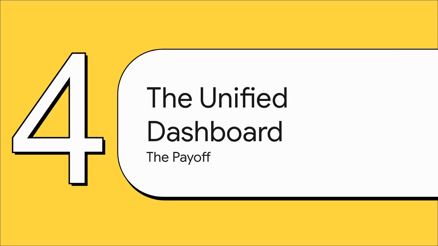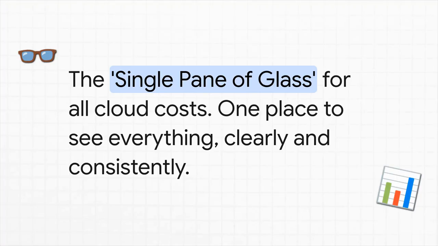Okay, so we've done the hard work. We've built our data pipeline. Now for the fun part, the payoff, the unified dashboard. This is where all that effort finally comes together and gives us some real clarity. This is what we call the single pane of glass. No more logging into 3 different portals, downloading CSVs, and trying to mash everything together in a spreadsheet. Nope. It's one place to see everything, clearly and consistently.